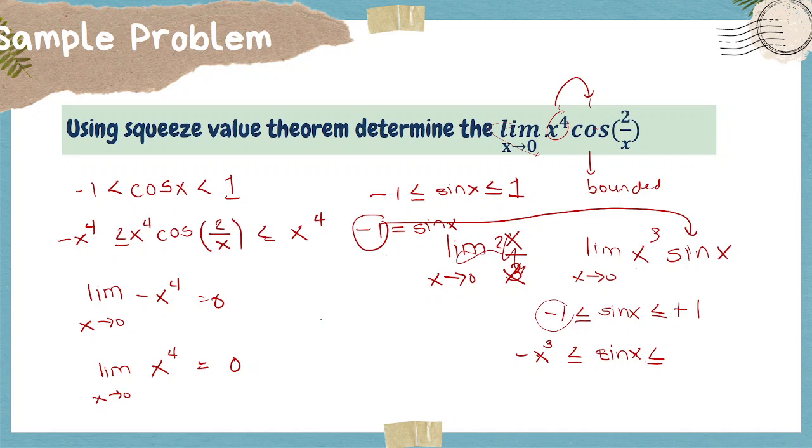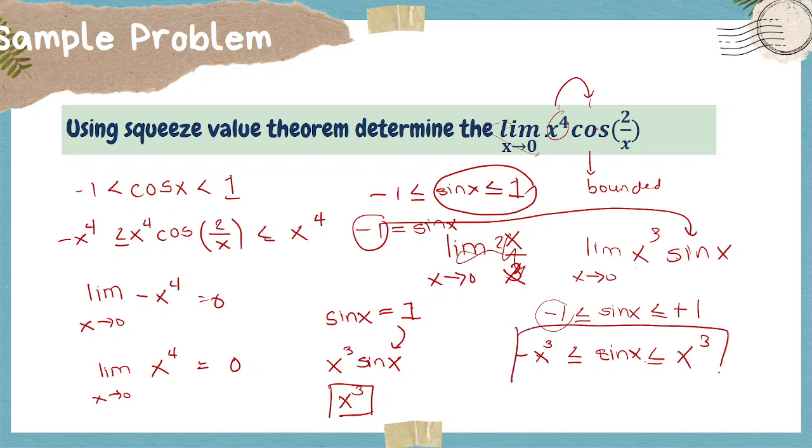Now, since sine x is less than or equal to 1, then we would have an equality also, such that sine x could also be equal to 1. So if sine x is equal to 1, what is the maximum value of this function, x cubed times sine x? Since sine x is equal to 1, the maximum value of the function is x cubed. So this is the inequality. You get my point? So this is just the same here.